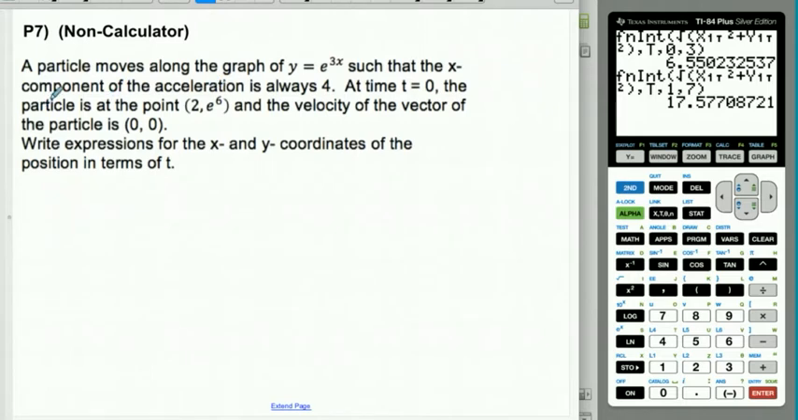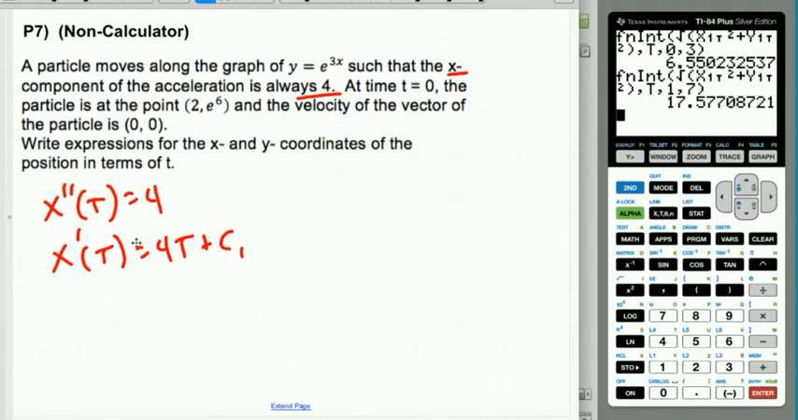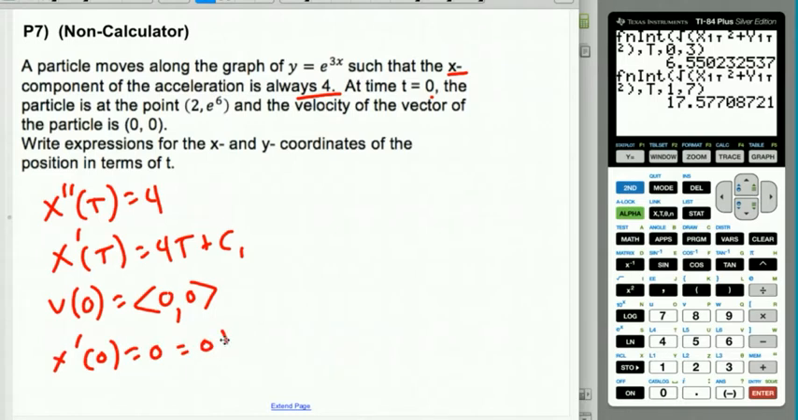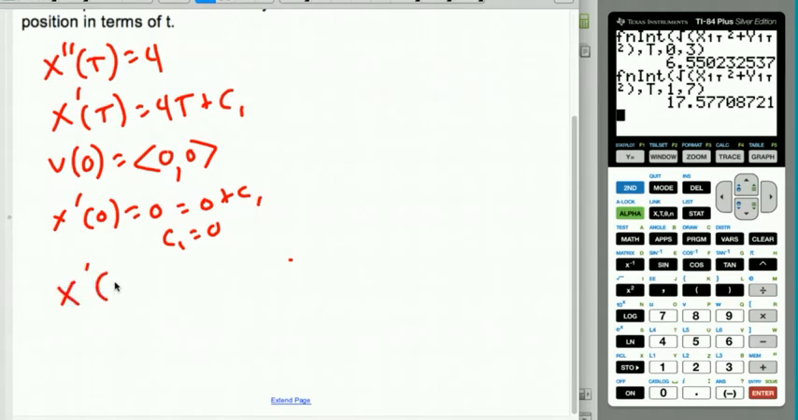So here's what we know. The x component of the acceleration is always 4. So x double prime of t is always 4. That means x prime of t is 4t plus some constant. We know that v of 0 is 0, 0. So that means x prime of 0 is 0, which means my c sub 1 is also 0. So yet again, it turns out that you don't really need that plus c, but we should not assume that generally.